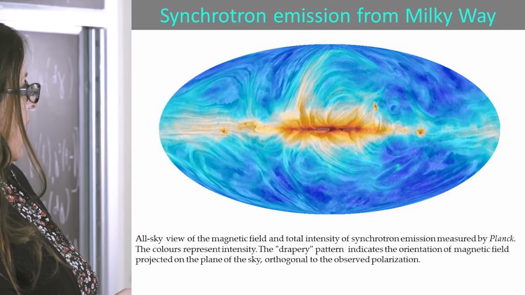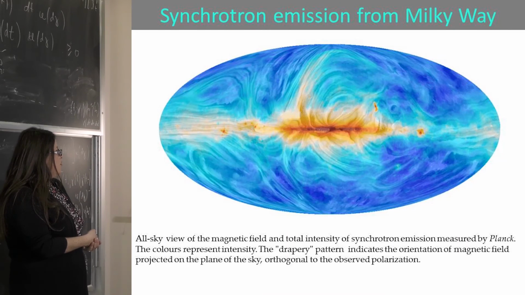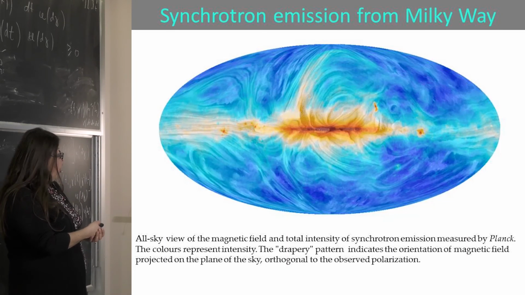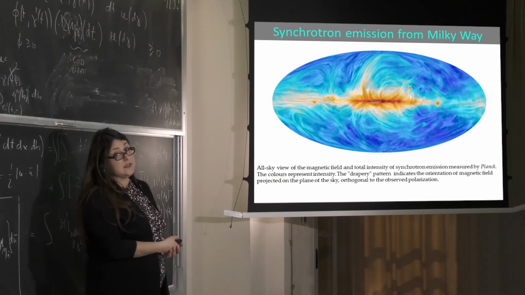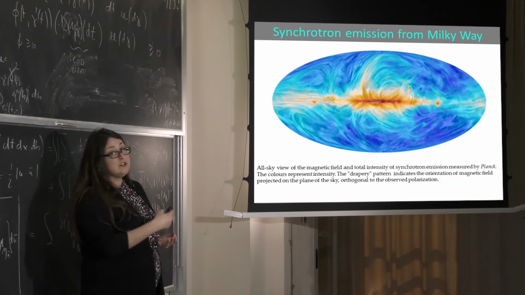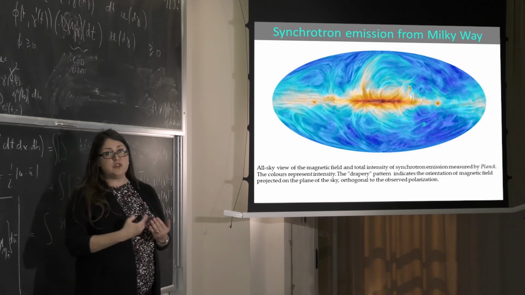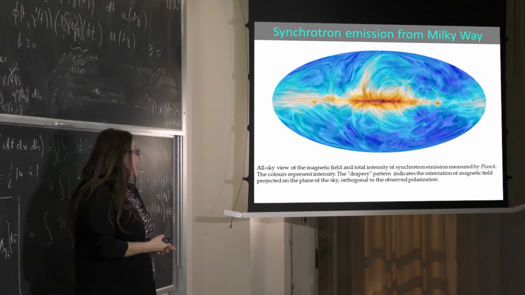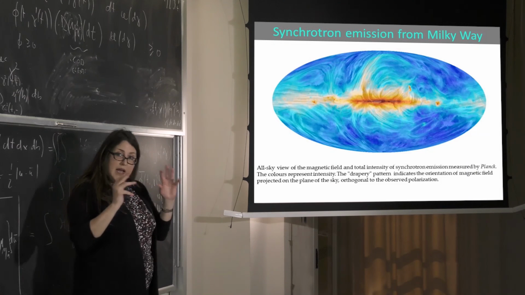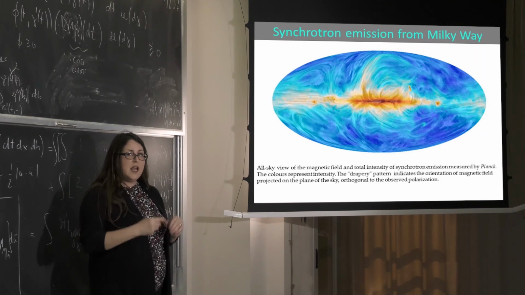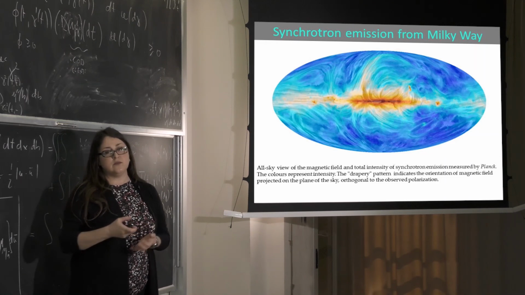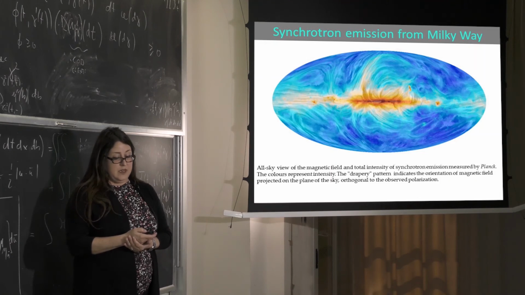And so, for example, here you have an all-sky view of the synchrotron emission as measured by the Planck satellite. The colors here represent the intensity of the synchrotron radiation, and the pattern you can see indicates the orientation of the magnetic field, which is projected on the plane of the sky and which is orthogonal to the observed polarization. So in our galaxy, if you look at the disk of the galaxy, you have not only free emission, but you also have synchrotron emission thanks to the galactic magnetic field.